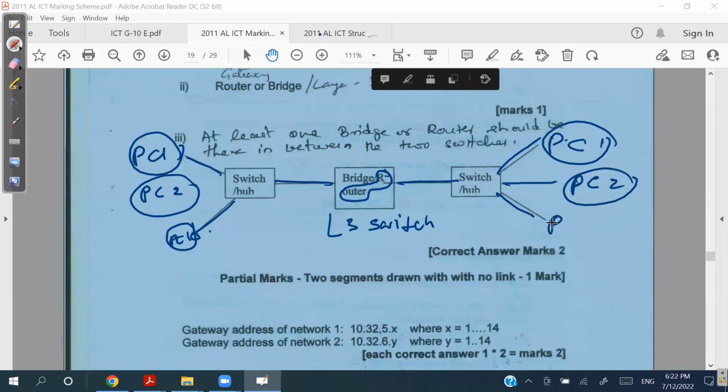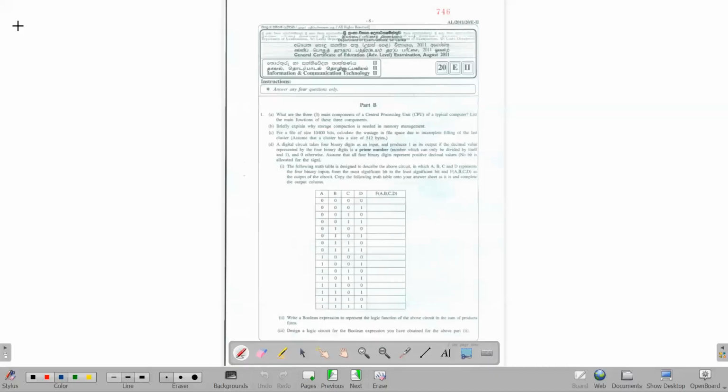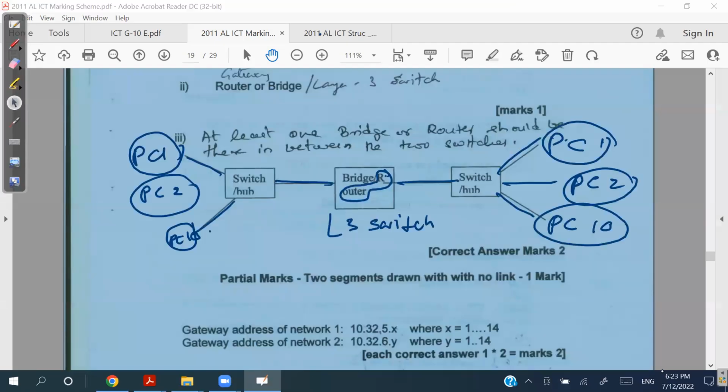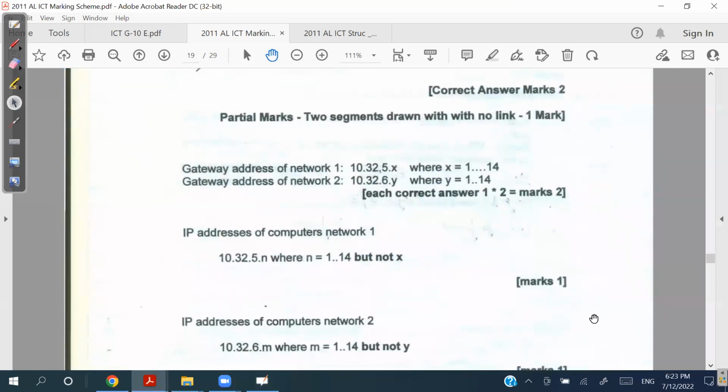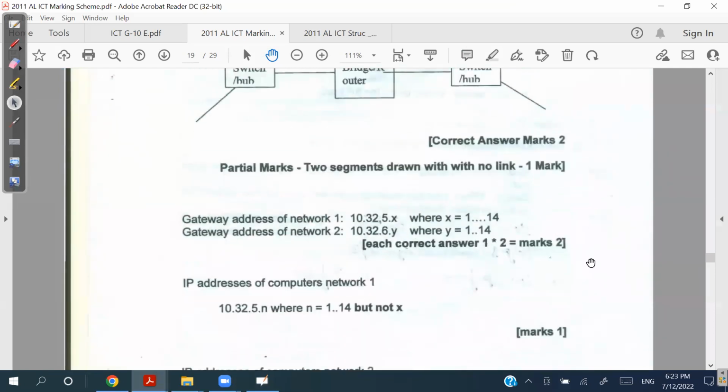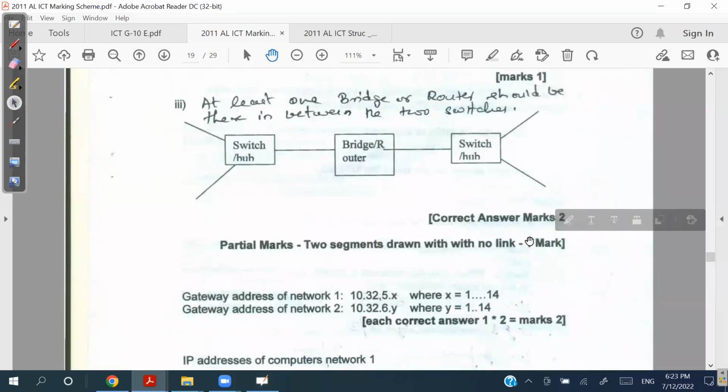Right, so this is PC1, PC2 and PC10. Right, so it should be completed like this. Then you have to assign the IP addresses. So to assign the IP addresses, you have to do the calculation. Right, so for the drawing, they have given you 2 marks.